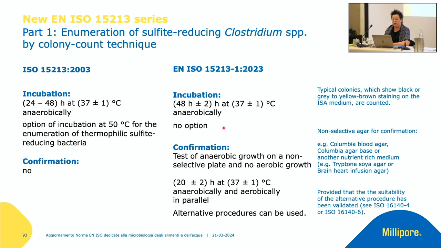And then, of course, we need a confirmation because we have the application to Clostridium species. Confirmation is very easy here for part one. You streak the grown colonies from the iron sulfite agar on a blood agar or another non-selective agar. Could be also Columbia agar base without blood if blood is not available. And then you incubate both plates, one anaerobically, one aerobically, and of course only anaerobic grown cultures are Clostridium species. Of course, if you have aerobic growth, it's not a Clostridium. So it's a relatively simple confirmation.